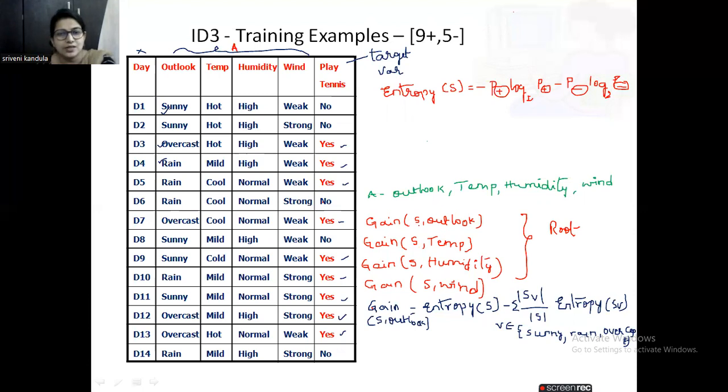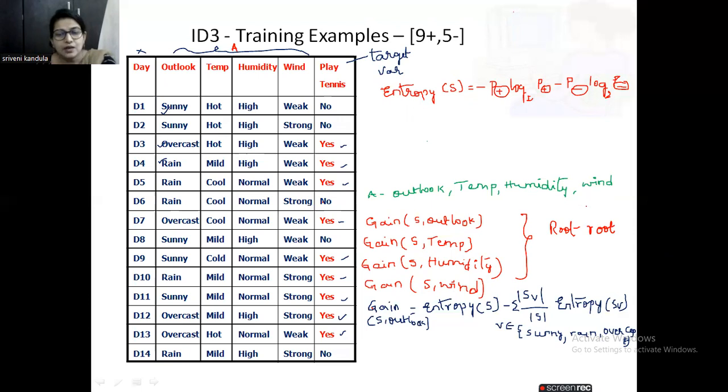I didn't name this data set. If you have given some name such as play tennis, then you can replace this S with play tennis. No issue. So now I should calculate the gain of all these four attributes. Why should I calculate? In order to decide the root node. Out of these four, I'm going to construct a tree with these attributes.